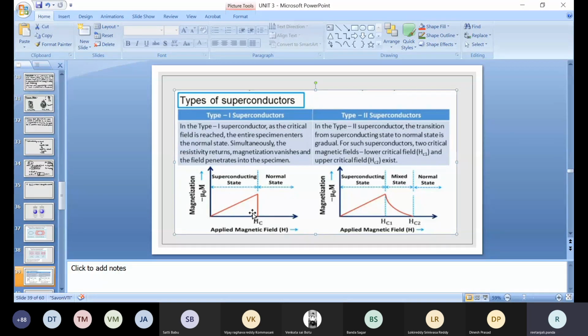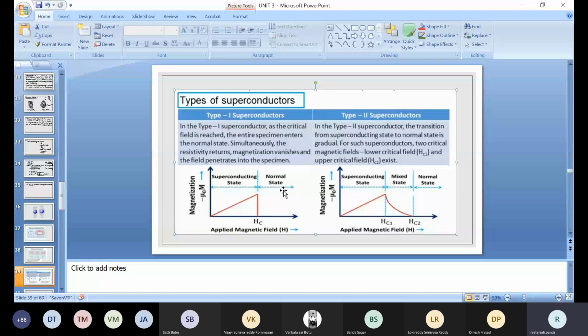Now if we are gradually increasing the magnetic field below the critical temperature, we can see that at the critical magnetic field, suddenly the superconducting state vanishes and the normal state appears. That means if we increase the magnetic field gradually in a type 1 superconductor, at the critical magnetic field, the magnetization of the material will become 0 and it is going to go to the normal state.